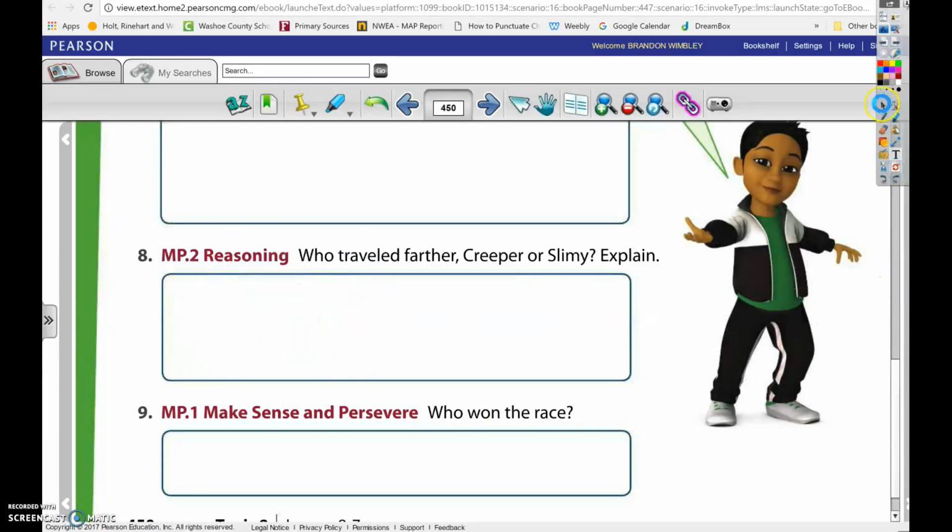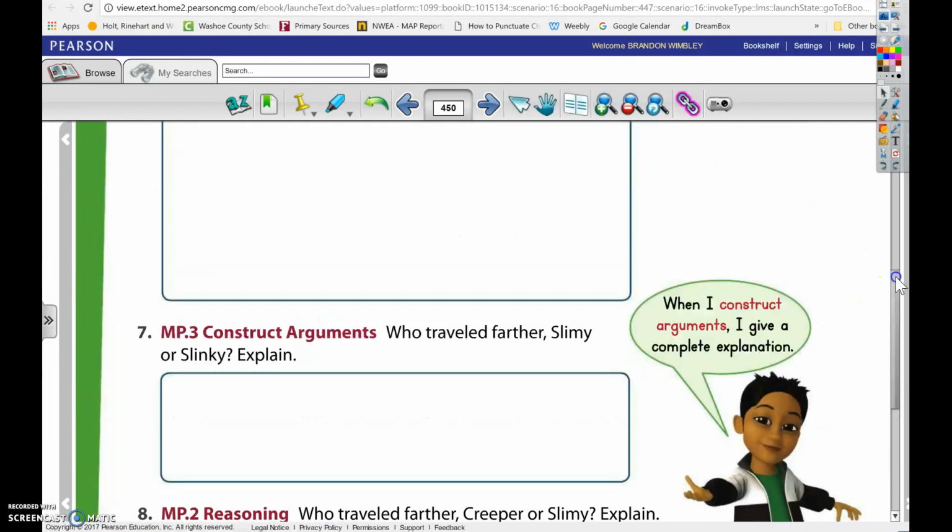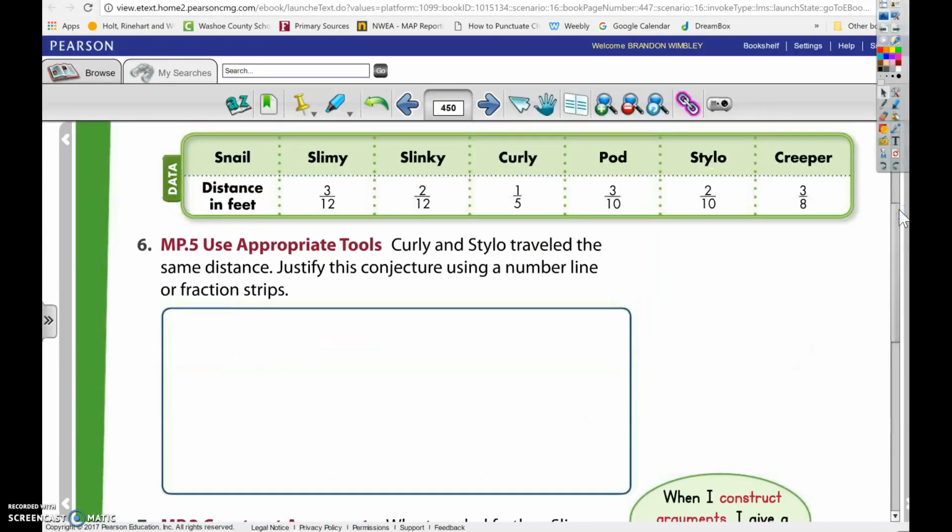All right, now it's asking me who won the race. So I'm going to do my work up top so I can compare. And here's my hard part. I notice all of these do not have the same denominator. So I'm going to have to use some number sense. I know this by dividing by 2 will be 1/5. 2 divided by 2 is 1. 10 divided by 2 is 5. And I know that, where's my other one? I know that this one, because I just did 3/8, is larger than this one.